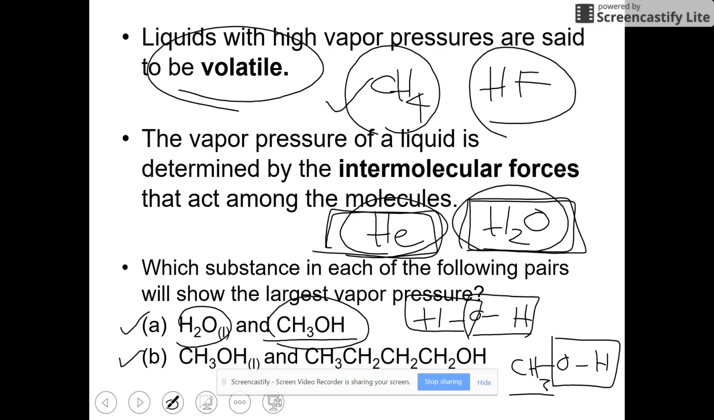So now for B, you have only one OH group, same thing. But this portion of the molecule right here has a lot of electrons. Therefore, this molecule, in addition to having hydrogen bonding, also has big London dispersion force. So this molecule will be less volatile. It will have low vapor pressure. And that's it.